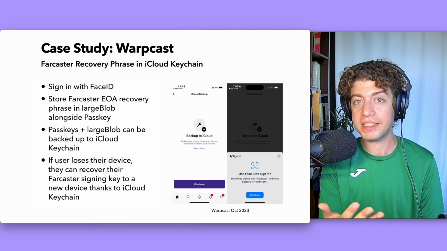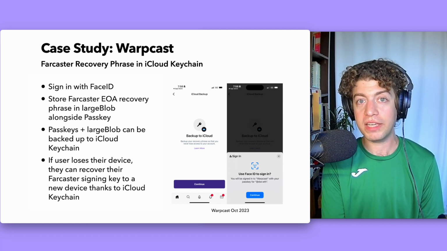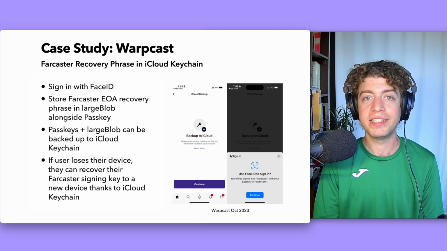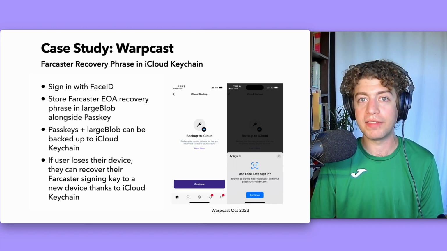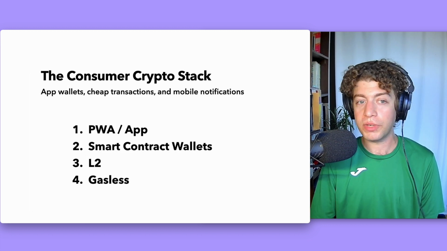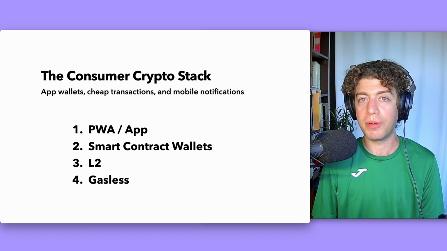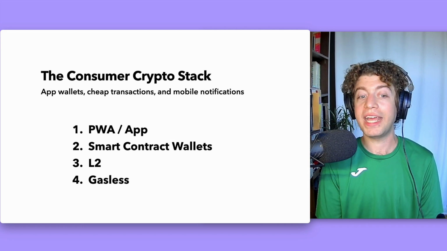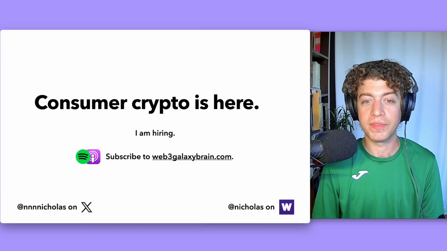This is great because this allows them to store the private key that they need for you to be able to post on the Farcaster network inside of iCloud Keychain, which, as I mentioned before, is really state-of-the-art in terms of consumer private key backup and recovery. So in summary, the consumer crypto stack is composed of PWAs or apps, smart contract wallets, living on L2s with gasless designs. Consumer crypto is here.